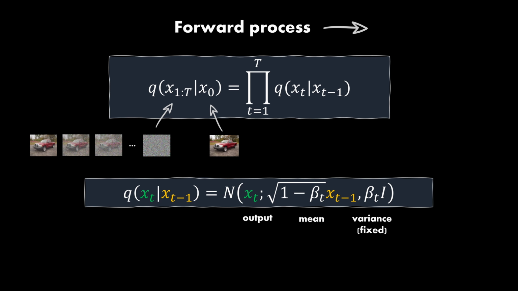Let's inspect this term more closely. The sequence of betas is a so-called variance schedule that describes how much noise we want to add in each of the time steps. xt-1 is the previous less noisy image, which means the mean of our distribution is exactly the previous image multiplied with this term that depends on the variance schedule beta. The variance of this normal distribution is fixed to beta multiplied with the identity.